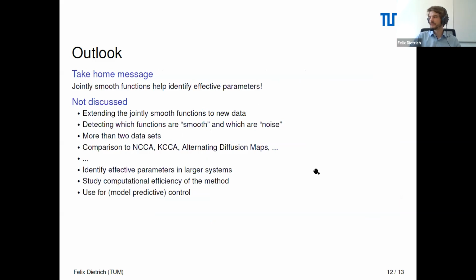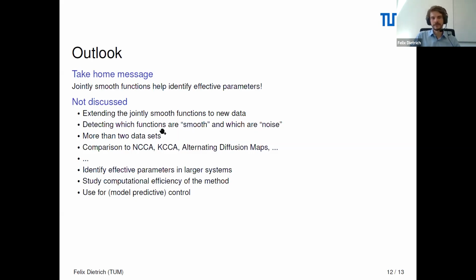I'm almost at the end of my talk. The take-home message is that jointly smooth functions can help identify effective parameters, of course. And there's a lot of things I didn't discuss that you can read up in the paper. For example, that we can also extend the functions to new data points as they come in. We can also detect which of these smooth functions are actually smooth and which are just noise, which is a nice theoretical result as well.